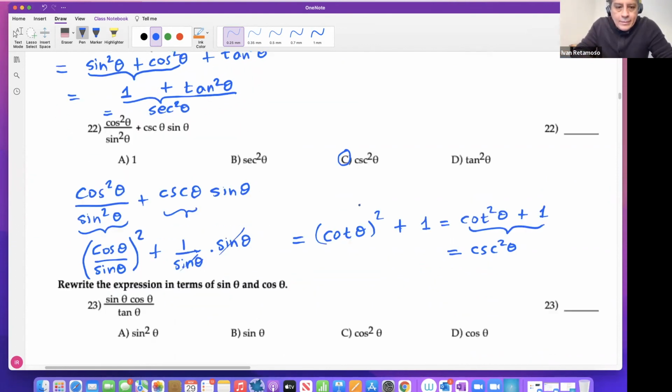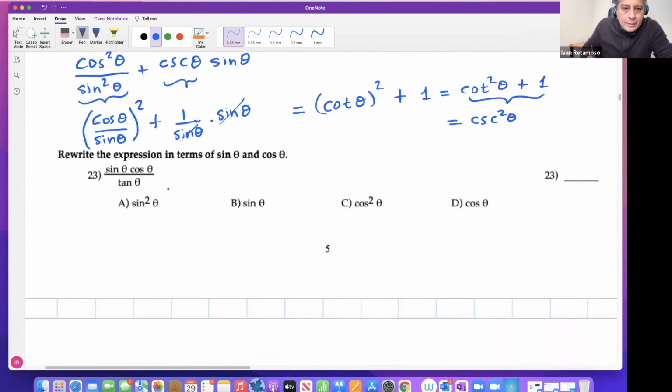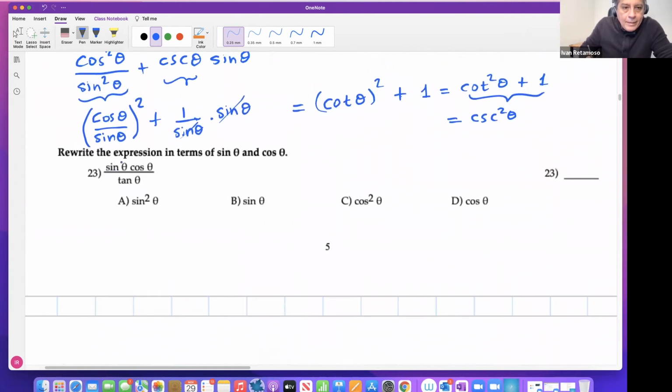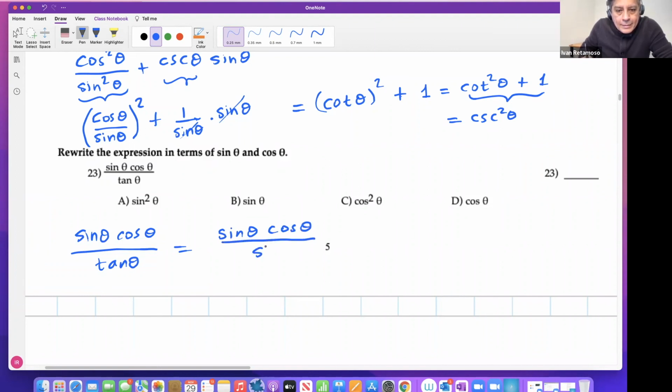All right, now this 123, I think, could be the last one, or one of the last ones. Let's see. Here is sine of theta times cosine of theta over tangent of theta, right? Remember, rewrite tangent of theta as sine of theta over cosine of theta. It's a good strategy, right? I strongly recommend you to do that when you see tangent. Or when you see cotangent, you write this cosine over sine, right?